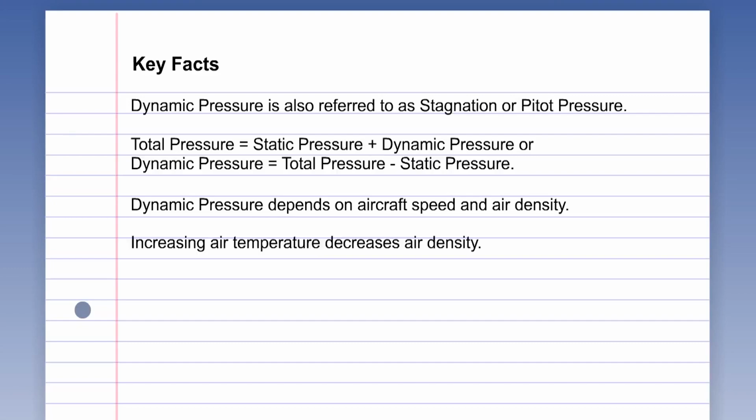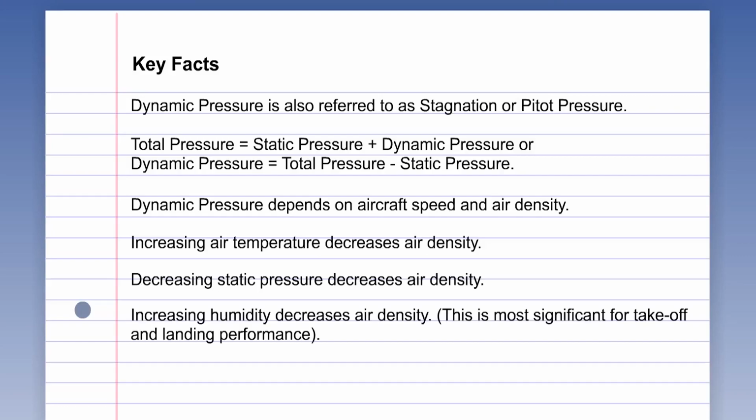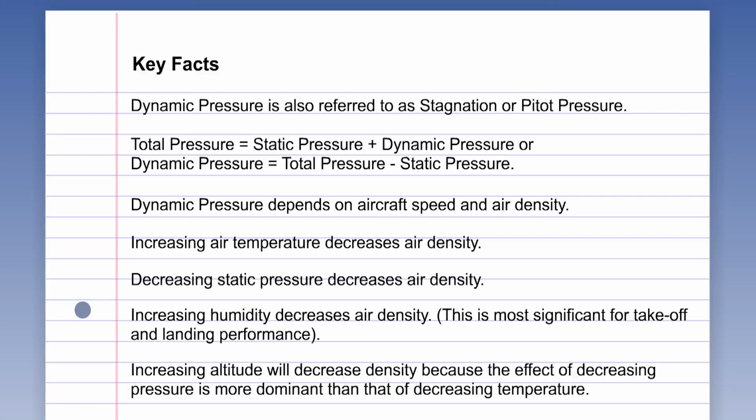increasing temperature decreases air density. Decreasing static pressure decreases air density. Increasing humidity decreases air density. The reason for this is that water vapour is about 5/8 the density of dry air. Humidity is most significant for takeoff and landing performance, but is actually not factored when considering aircraft performance. Increasing altitude will decrease density, because the effect of decreasing pressure is more dominant than that of decreasing temperature.